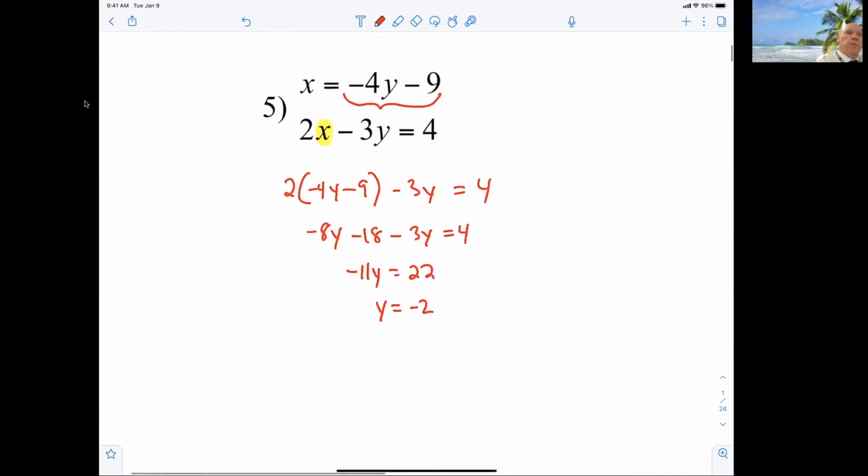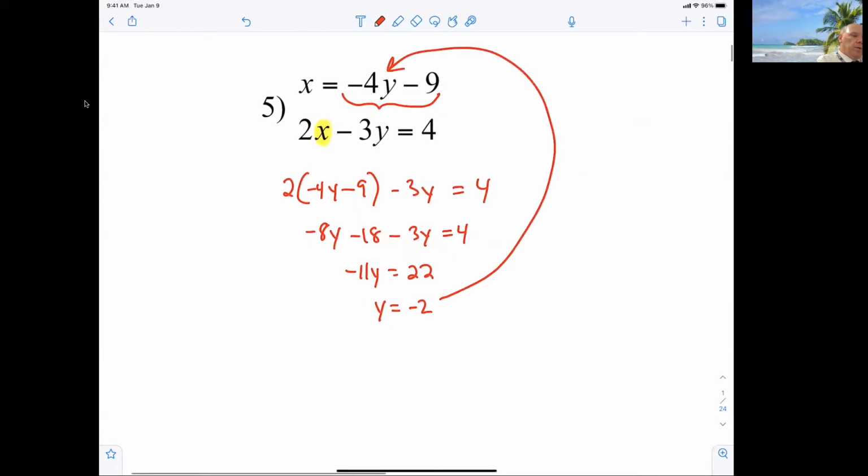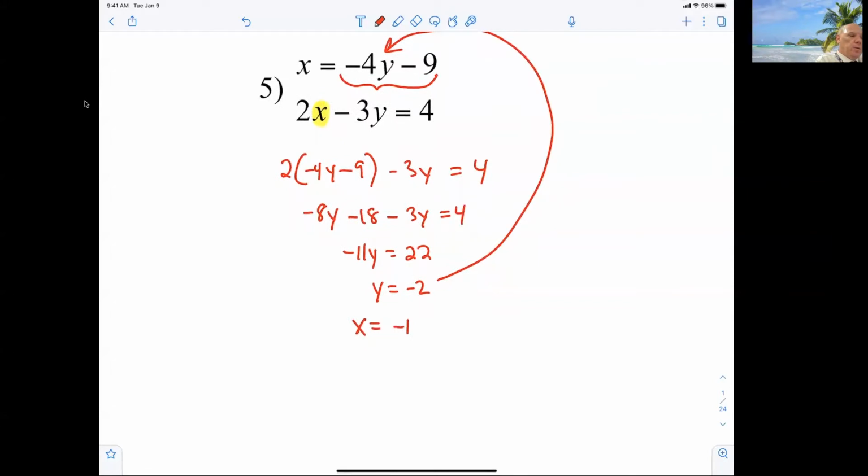Is everybody good with that? And then you plug -2 back in here. All right, and so x would equal what? -1. So your answer is what? -1, -2. All right, I don't think that's that hard.